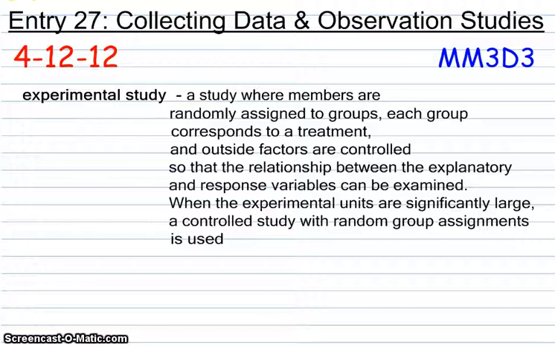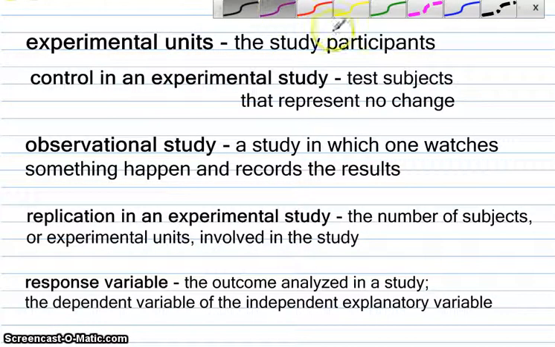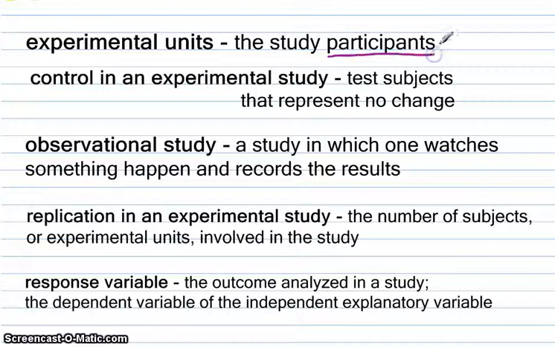Our next set of definitions are these 1, 2, 3, 4, 5 things right here. So experimental units are the first one. These are the study participants. So that means that these are the people. If you need to, make yourself a note that these are generally people. Sometimes you hear about them being animals, but generally it's people. Now the control group in an experimental study, this is the one that does not change. So remember, there is no change involved.